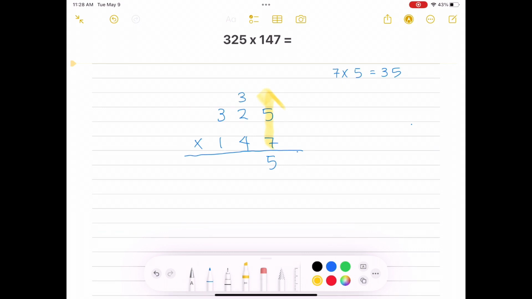Now you multiply the ones digit of the lower number with the tens digit of the top number, 7 times 2, plus the 3 that was carried from before. So that's 14 plus 3 equals 17. You write down the 7 and carry the 1.